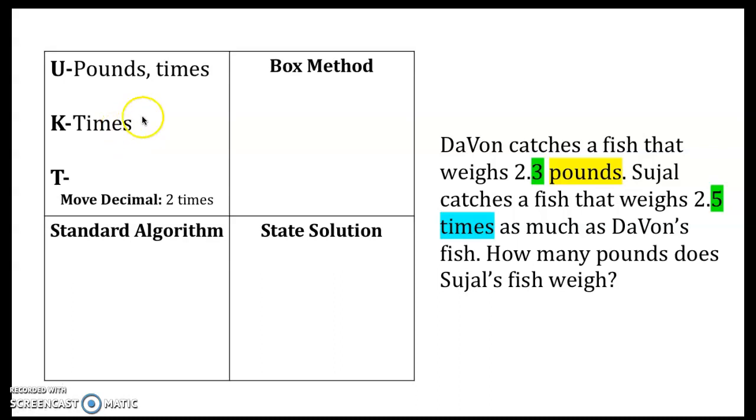However, just for the sake of moving through the whole UKT process, we can look back in the problem and we're going to see, are we trying to find the total or do we know the total? In looking at the question at the end, how many pounds does Sujal's fish weigh? We're trying to find that total. We don't know that total yet, so we're going to need to multiply in order to figure that out.